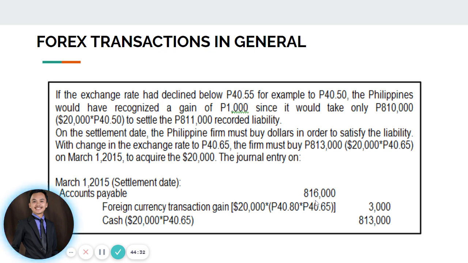Because if you could still remember, last December 31, your accounts payable was 816,000. But this time, since there is a reduction in spot rate, we recognized a gain of 3,000. So that means what we have left to pay in peso to acquire 20,000 US dollar is 813,000. Okay? So that is an example of an importing transaction.